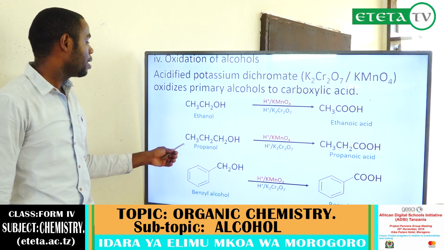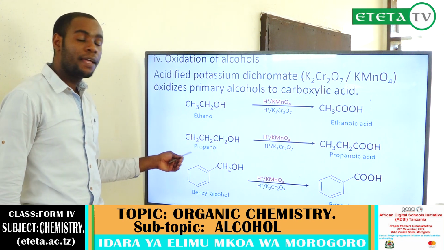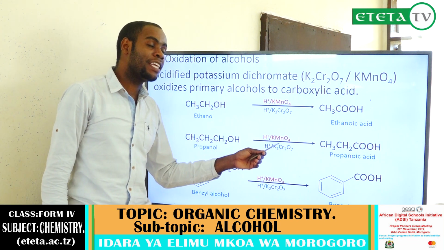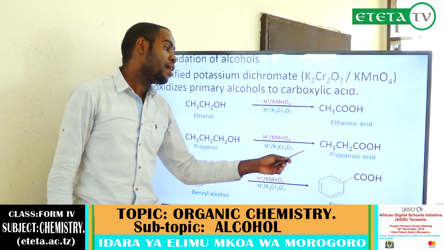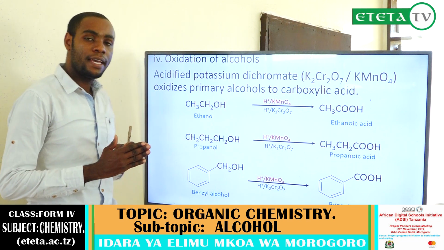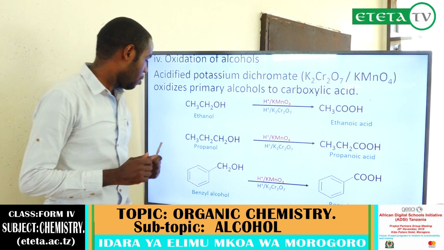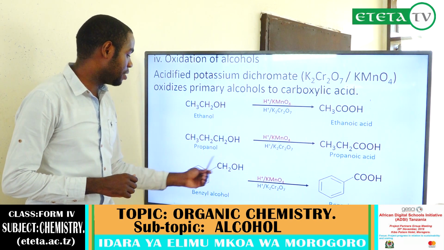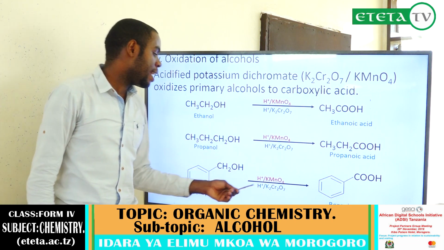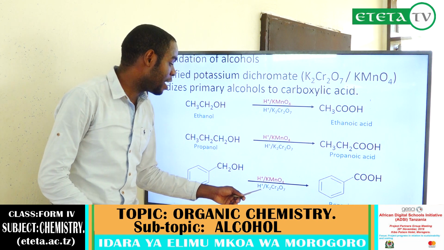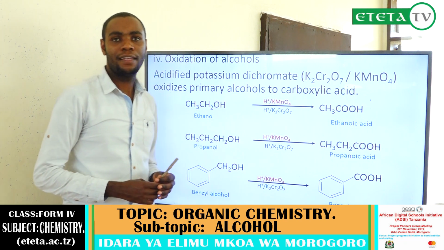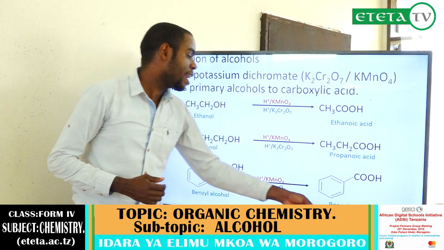Another example is propanol. The reaction between propanol and either acidified potassium permanganate or acidified potassium dichromate gives propanoic acid. Also here we have benzyl alcohol. The reaction between benzyl alcohol and acidified potassium permanganate or acidified potassium dichromate gives benzoic acid.